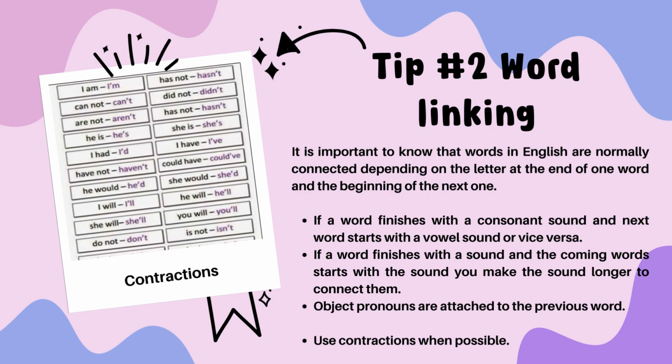Other way to use word linking is to use contractions. Many of the pronouns in the negative forms have contractions. So we have to know that they exist and speak in that way. Use them when we are speaking, right? So take this into account as a tip and we can see something extra about word linking in the coming exercise.